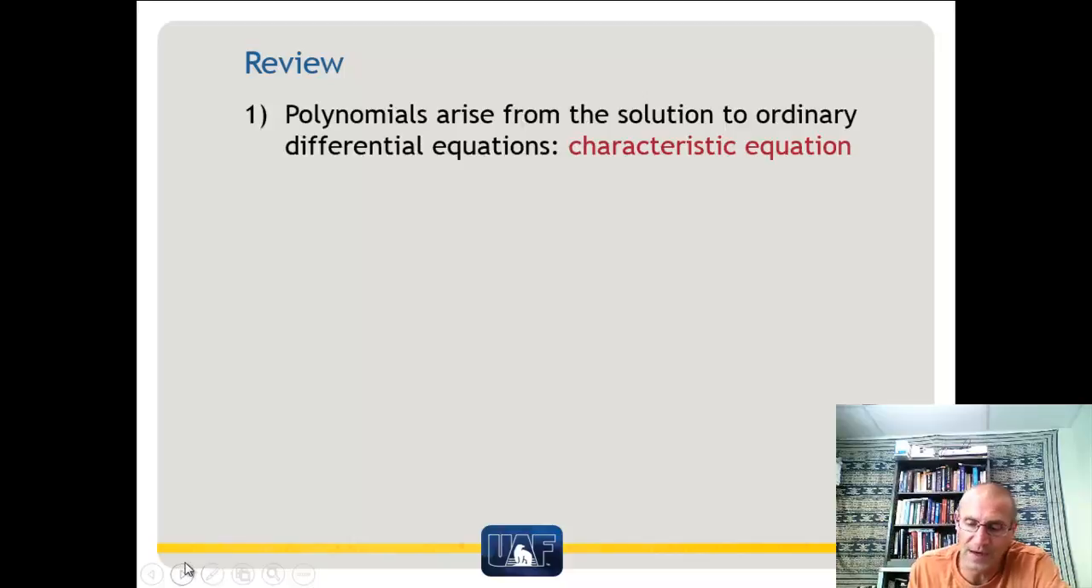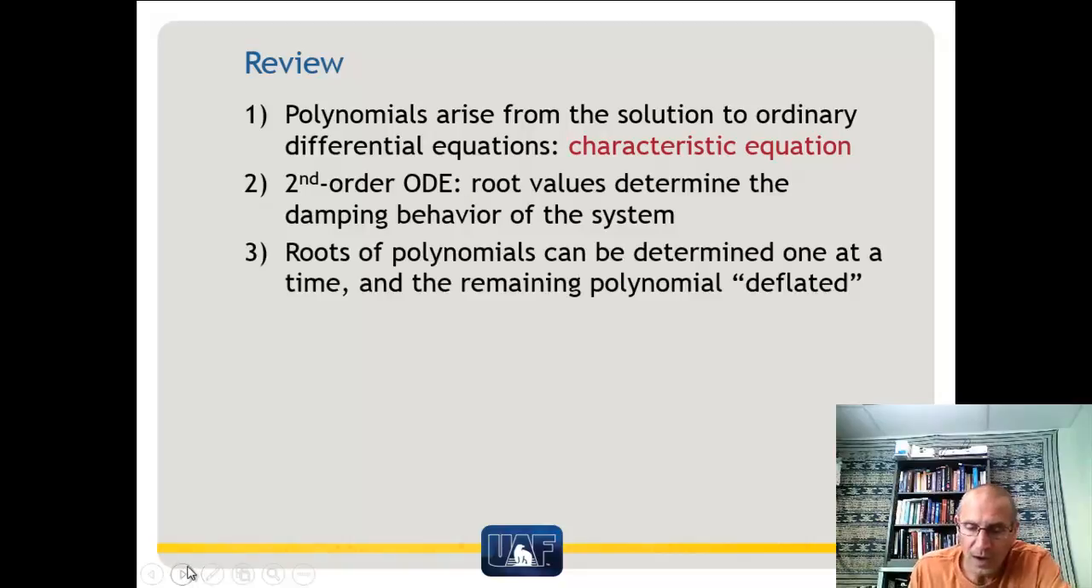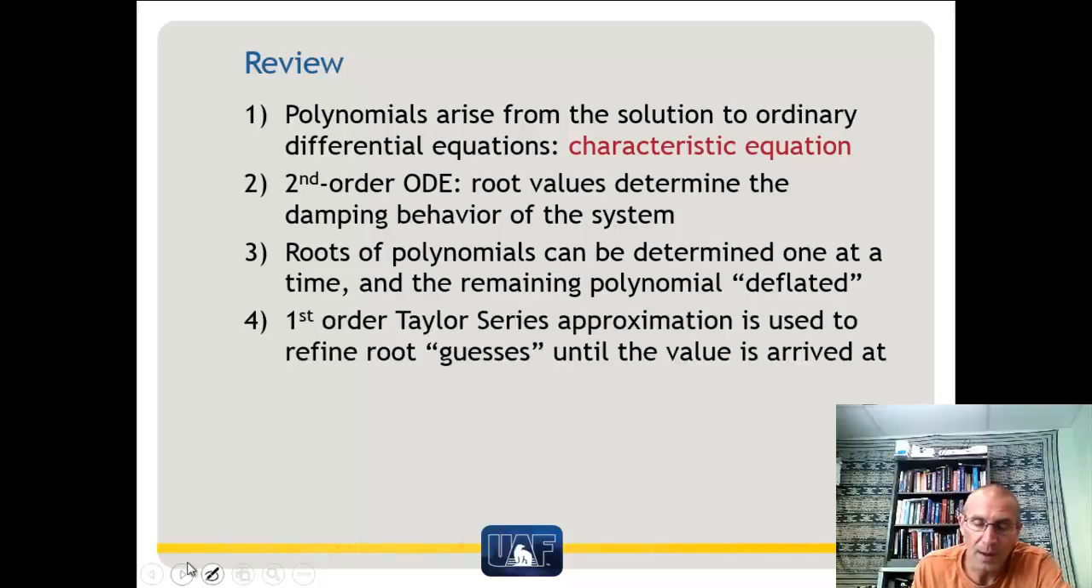All right, so let's review what we looked at in this video. We saw that polynomials arise from solutions to ordinary differential equations. It gives rise to something called the characteristic equation. We looked at a second order ordinary differential equation, and when we do that, the root values determine the damping behavior of the systems. We want to find the roots of polynomials, and roots can be determined one at a time numerically, and once you find that value, you deflate the remaining polynomial by 1. We also saw that we can use a first order Taylor series approximation to refine our guesses for our roots, and we do that until we have arrived at the root that we're looking for, and then we deflate the polynomial by 1 and go forward.